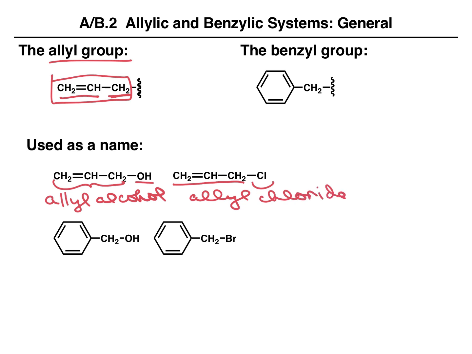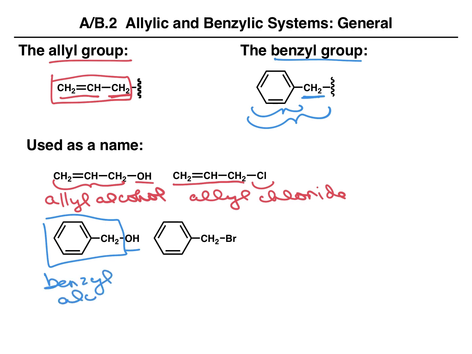In addition, we have the benzyl group. The benzyl group involves benzene plus the neighboring carbon. So this whole thing is the benzyl group. And again, this can be used as a name. Here is our benzyl group, and this is an alcohol, so this compound is called benzyl alcohol. And here is the benzyl group, and it's a bromide. So this compound is named benzyl bromide.